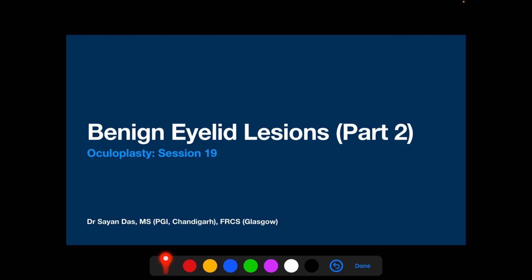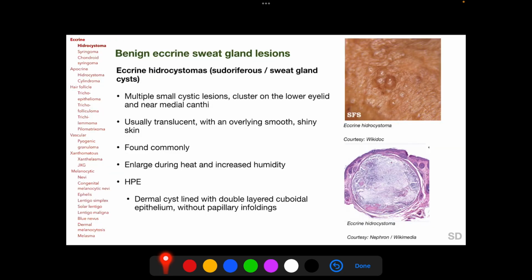But as we have discussed in the previous session, many of the lesions appear similar clinically and can only be distinguished histopathologically. We start with benign tumors originating from eccrine sweat glands, and we have discussed in the previous session that there are two types of sweat glands, apocrine and eccrine. Eccrine hidrocystomas are also known as pseudodiferous or sweat gland cysts, and they appear as multiple small cystic lesions clustering on the lower eyelid and near the medial canthi.